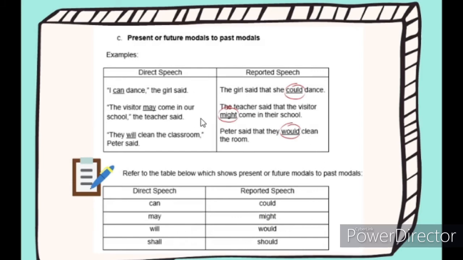Let's go back to this table. The sentence in direct speech is "I can dance," the girl said. The modal here is can. Can is a present modal, and in reported speech, it will be in past modal. So the modal that was used is could. May, might. Will, which is a future modal, will again be a past modal in reported speech, which is would.